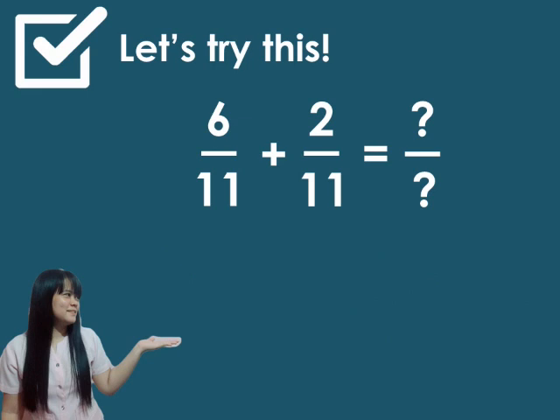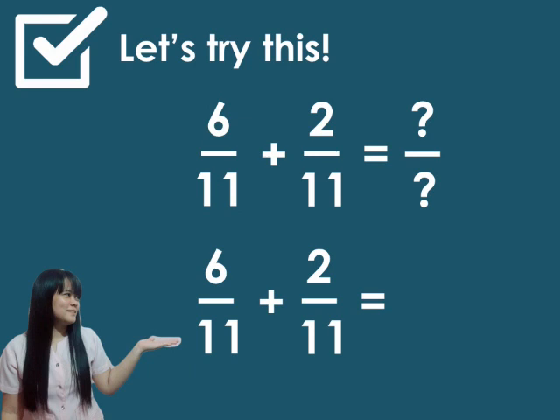How about 6 over 11 plus 2 over 11? Let us look at the numerator. 6 plus 2 and 11. The answer will be 8 over 11. Since 8 over 11 can't be simplified, therefore the answer will be 8 over 11.